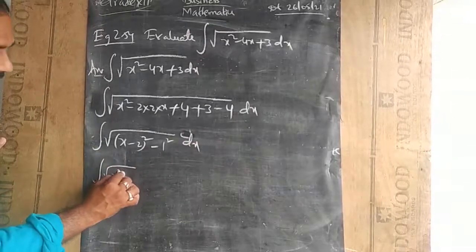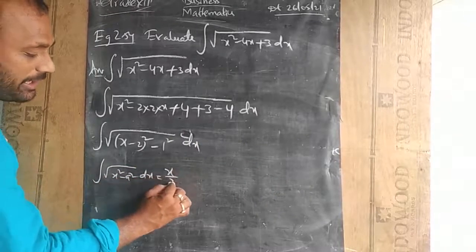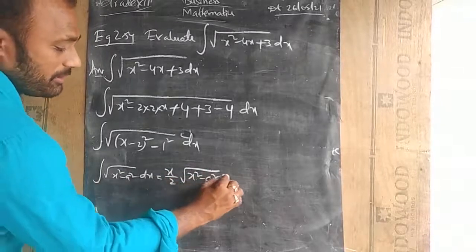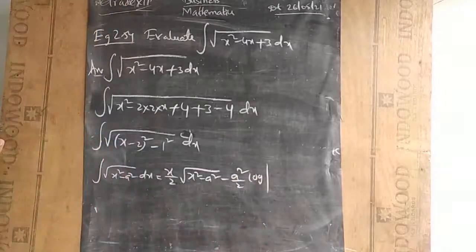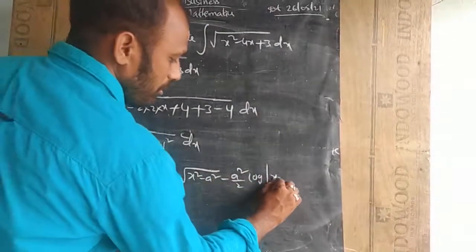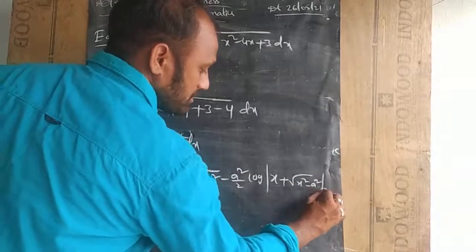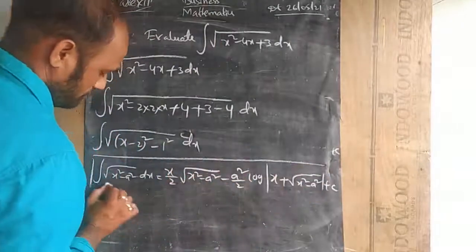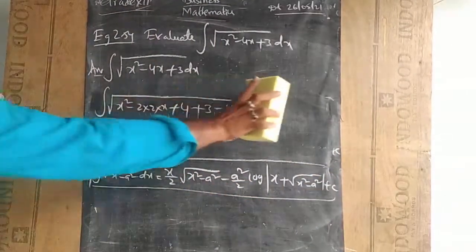Now it is in the form of root of x square minus a square. Integral root of x square minus a square dx is equal to x by 2 root of x square minus a square minus a square by 2 log of x plus root of x square minus a square plus c. So this is the formula to be used. Let us substitute the same in the formula.